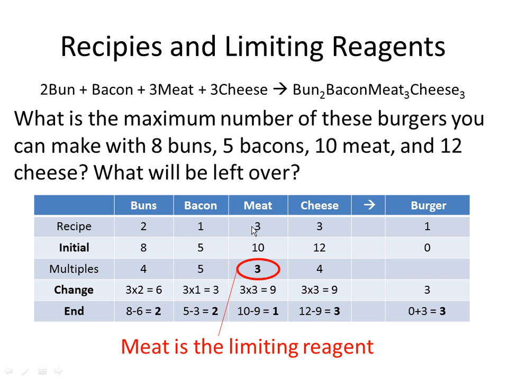For meat, I could do it 3 times over because I have 10 initial meat patties, and each burger requires 3 of them. So what I'd be able to do is run this recipe 3 times, right? I can't run it a 4th time because that would require 12 meat patties, right? I only have 10, so I can only run it 3 times.